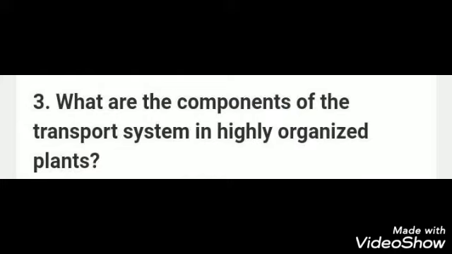The next question on the same page number is, what are the components of transport system in highly organized plants? See, there are two types of conducting tissues. You all have studied about these tissues in class 9th also, which are highly organized to carry the transport system in plants. These two tissues are xylem and phloem. Xylem conducts water and minerals from roots to rest of the plant body parts. Similarly, the phloem will transport food material from leaf to other parts of the plant body.